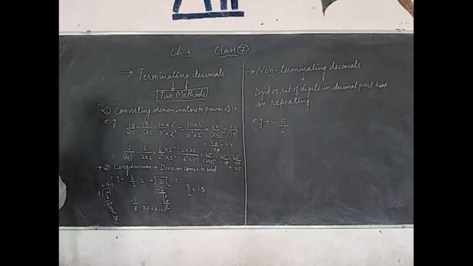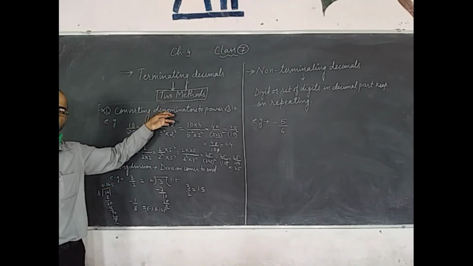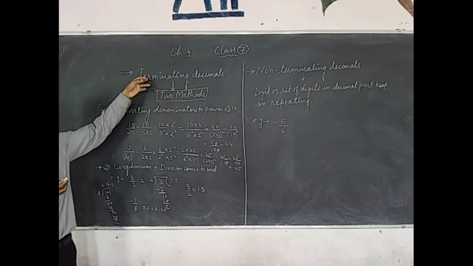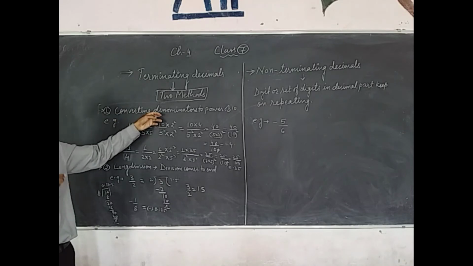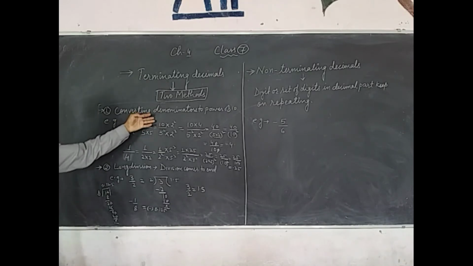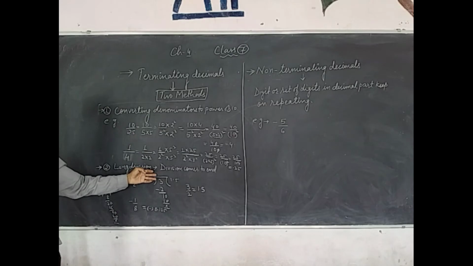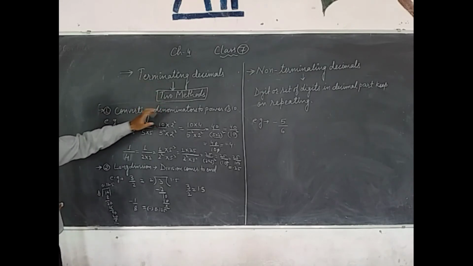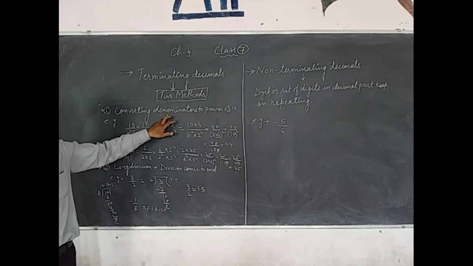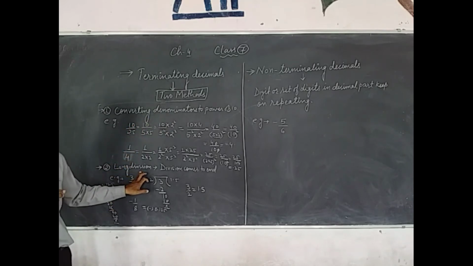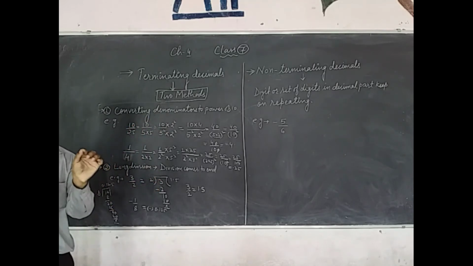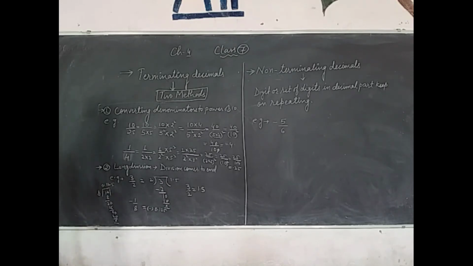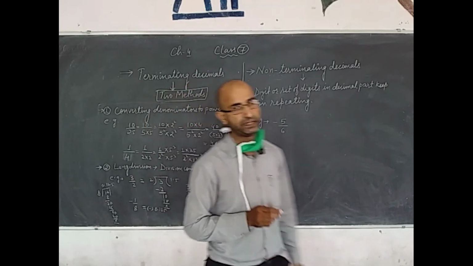So in terminating decimal, we have to check two methods. If the question asks to find the decimal form of any given rational number by making the denominator a power of 10, then we have to utilize this, or if it says by the division method, then like this. Again I am reminding you, in the terminating decimal there are two methods. Number one, making the denominator a power of 10, and second, long division, where the remainder comes as 0, means the division comes to an end. Clear?